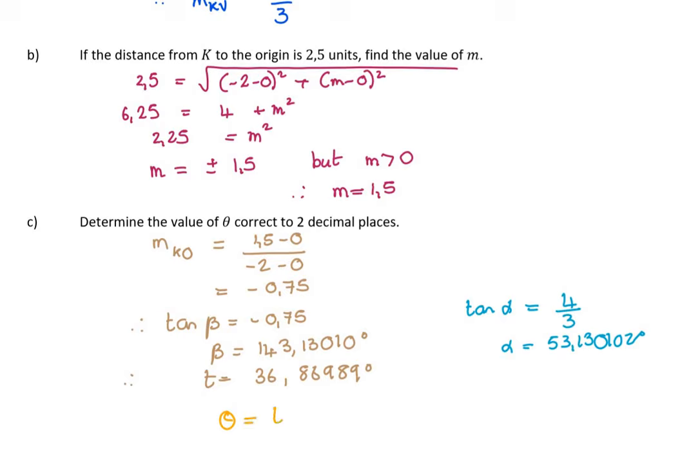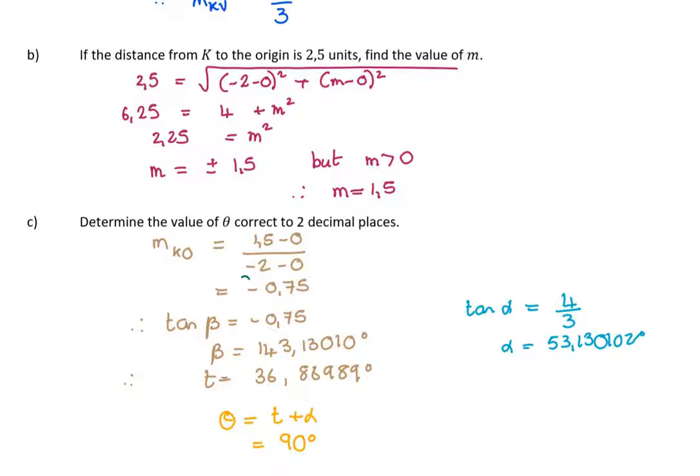And so finally, I know what theta is. So theta is T plus alpha. And when I add those two together, I get 89,99999, which is 90 degrees. Now, interestingly enough, the moment I saw that, I was like, hang on one moment, that's 90 degrees. Did I know that they were perpendicular?